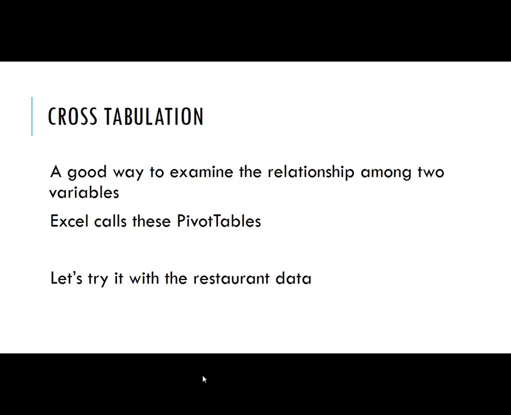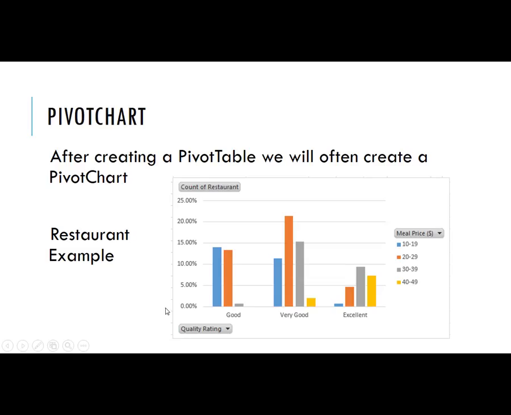So we're going to go back to the restaurant data that we had used last time for histograms and box plots, and take a look at trying to create a pivot table, cross tabulation, and then on top of a pivot table we often put a pivot chart. In this case we're going to break the restaurants out by quality rating, good, very good, and excellent, and then also break them into buckets of $10 increments for meal price and see what percentage of overall the restaurants fall into which one of those buckets.